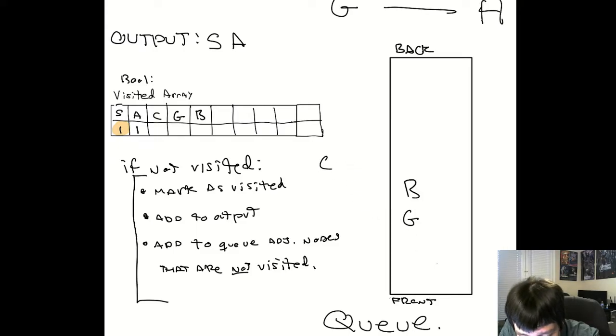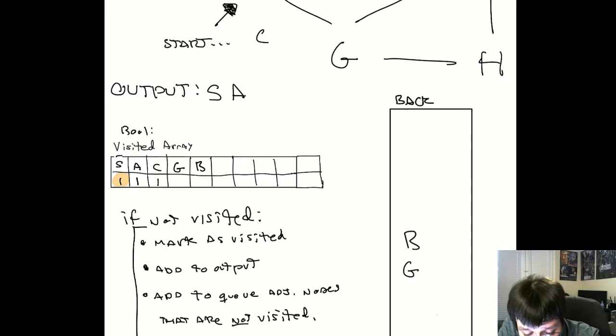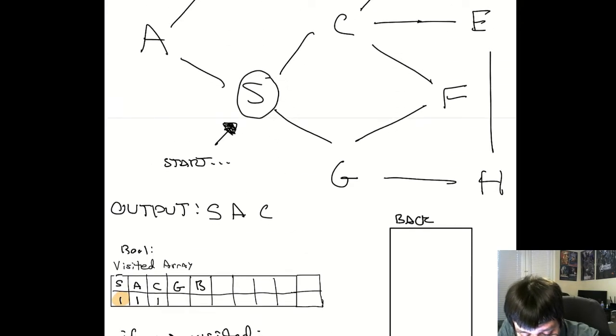Has C been visited? No, it has not. So let's go ahead and mark it as visited by putting a 1 there. And of course, initialize everything else to 0. I'm not putting 0 because I've got to erase it afterwards. But that way 0 is unvisited. So mark as visited, add to output. So we're going to put it into our output there.